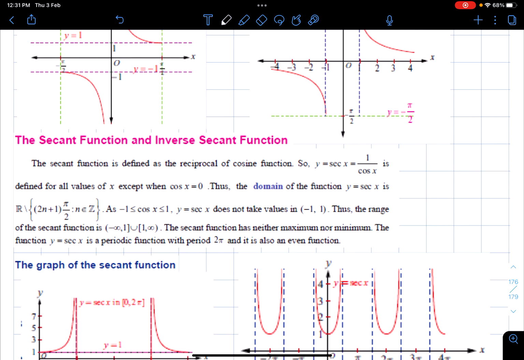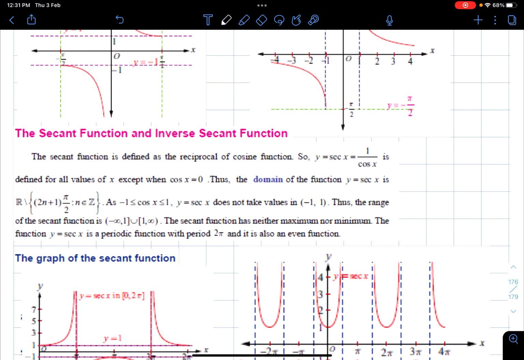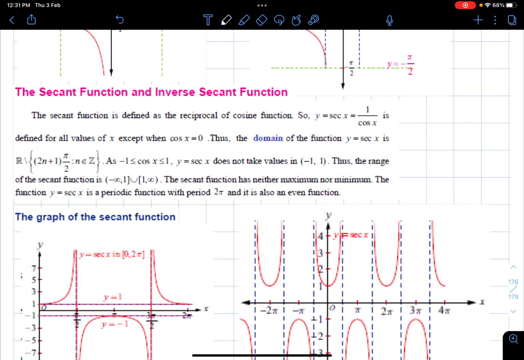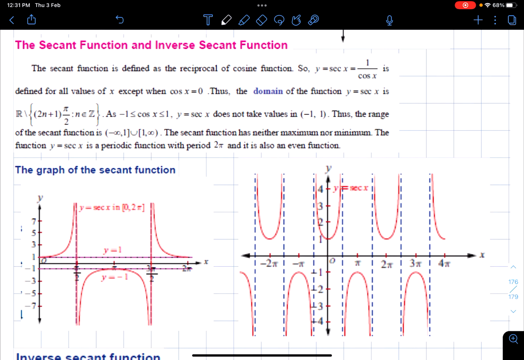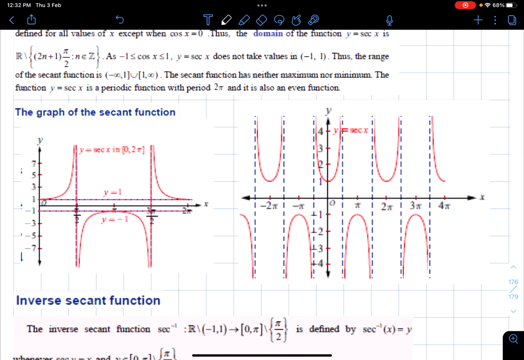Next we go into secant and secant inverse. Secant is nothing but 1 by cos. Therefore the domain of the function y equals secant x is R other than (2n+1) pi by 2, where n belongs to Z, as minus 1 is less than or equal to cos x less than or equal to 1, and y equals secant x does not take values between minus 1 and 1. It has a period of 2 pi, and secant is an even function. Here is the detailed graph, with y equal to minus 1 and y equal to 1. It does not touch the x-axis, and a continuous graph is given from minus 2 pi to 4 pi.